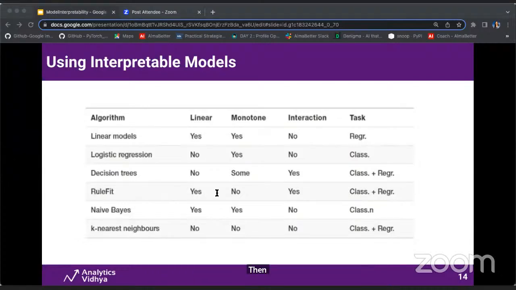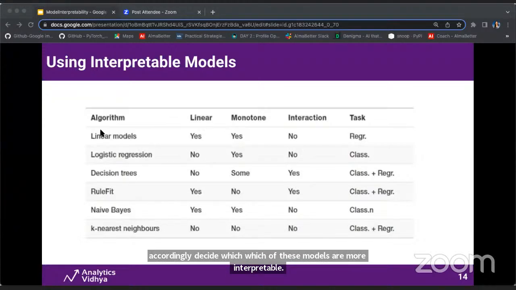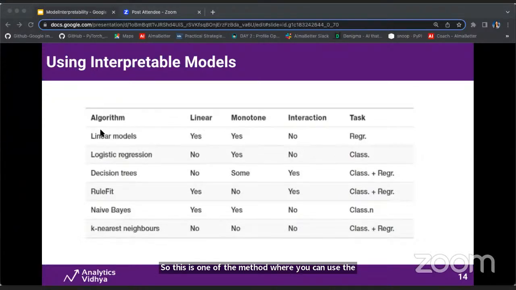Then there is interaction, right? So you can have more interaction features in your model. You can add more non-linearity to your model with some feature engineering steps. So these three are there, and you can see some of the algorithms against which linearity, monotonicity, and interaction have been defined, and the specific task which they do. So you can accordingly decide which of these models are more interpretable. This is one of the methods where you can use an interpretable model for your business, so that you can easily say why a particular decision has been taken by a model.